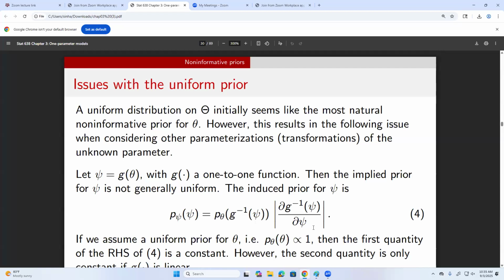What are the issues? So suppose I have a function of the parameter theta. Let's say g theta is the function, with g being a one-to-one function, then the implied prior for g theta is not generally uniform. So although theta had a uniform prior, g theta, this transformed parameter, does not have a uniform prior distribution. So what is the prior distribution of g theta? The prior distribution of g theta will be of this format.